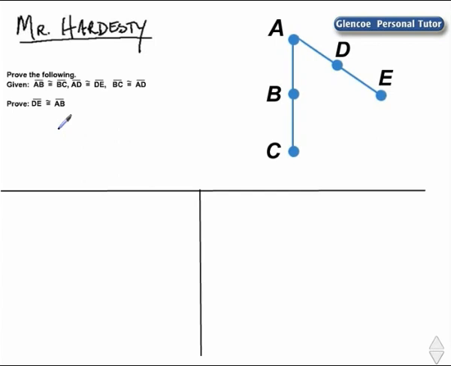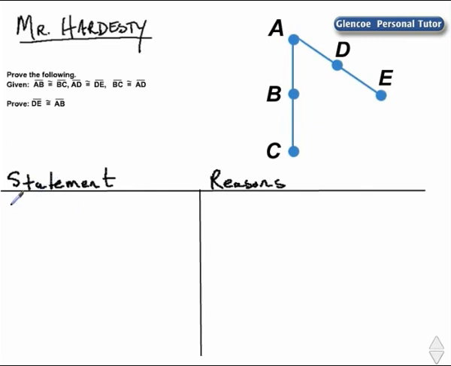We'll use a two-column proof. When we use two-column proof, the left column is known as the statement column, and the right column are the reasons that support our statements. We'll start with parts of the given.